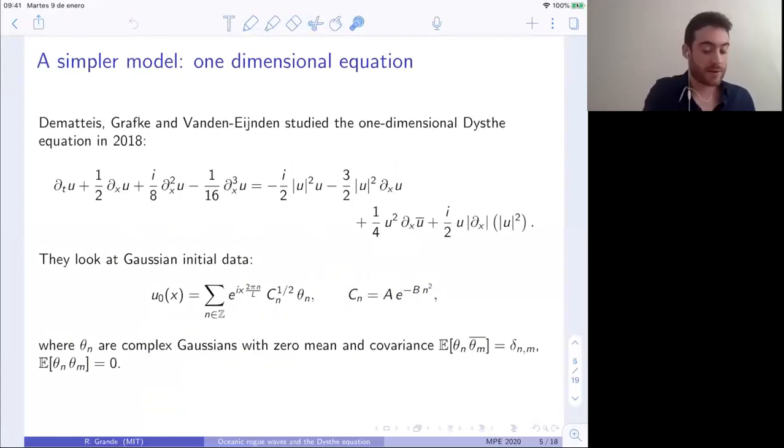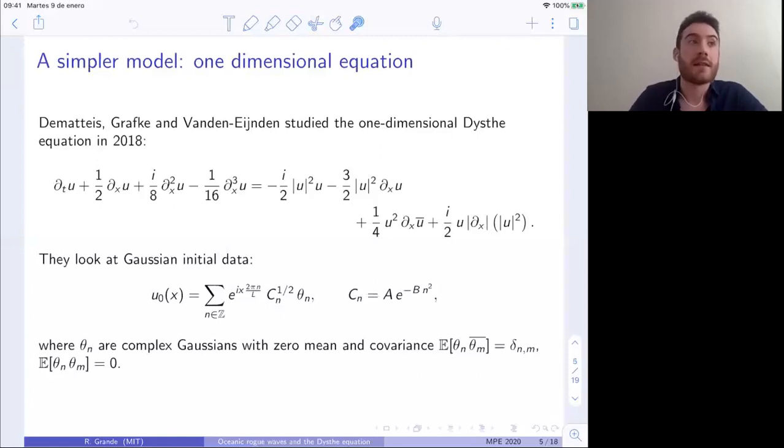So one of the things, of course, is this third order nonlinear term. And of course, the nonlinear terms are actually very, very similar to the ones that I just presented. And so what Dematteis, Grafke, and Vanden-Eijnden do is they look at initial data that has the form of some Gaussians. So these theta n's that I write here are just Gaussian random variables with mean zero and the covariance structure that I explained here. And these coefficients Cn are fitted in such a way that the type of initial data they consider ends up matching experimental observations.